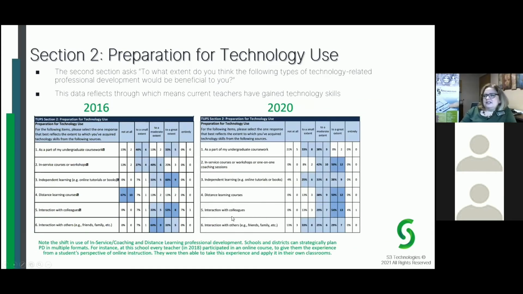The second section is preparation for technology use. So this is where they're getting their training for technology, which is interesting to see change year after year, because we're seeing, as part of my undergraduate coursework, growing, obviously with the newer teachers that are coming in. That used to be very low. And then you look at in-services and workshops, independent learning, where else are they getting their information from?